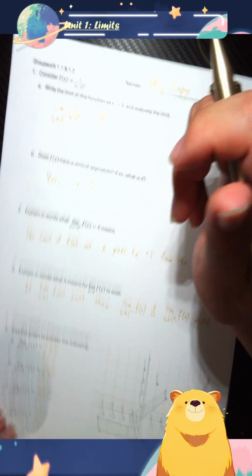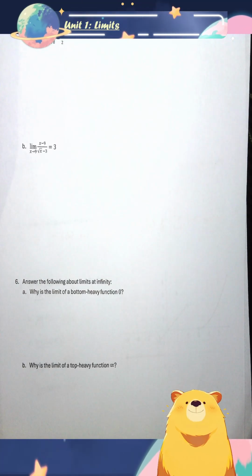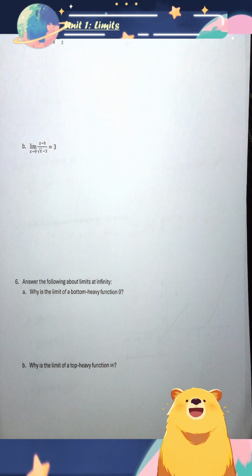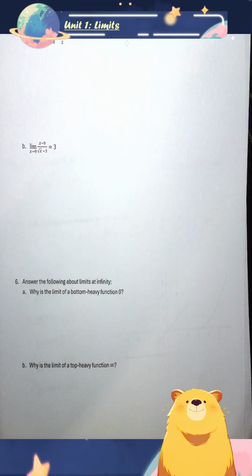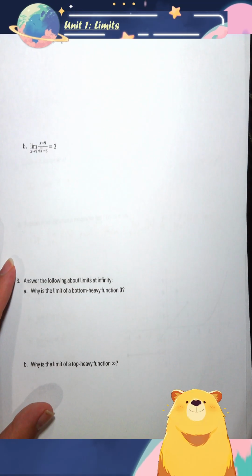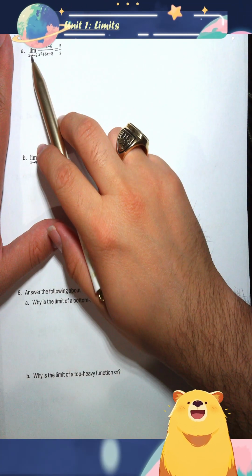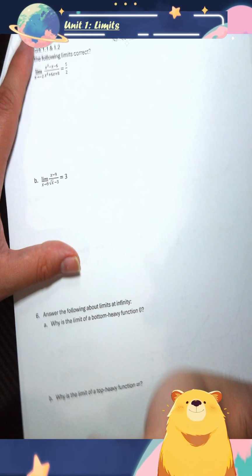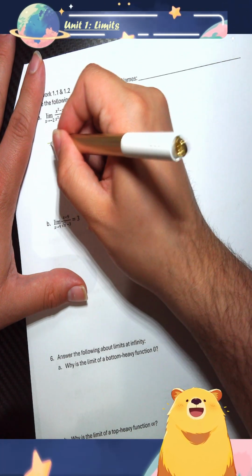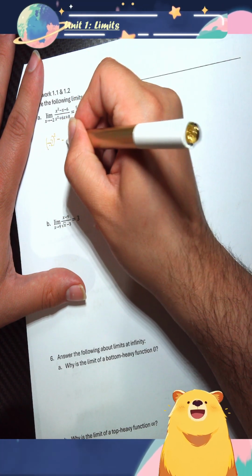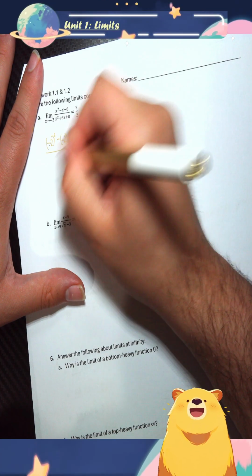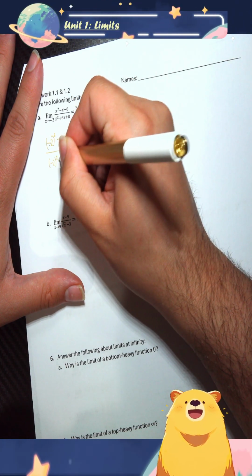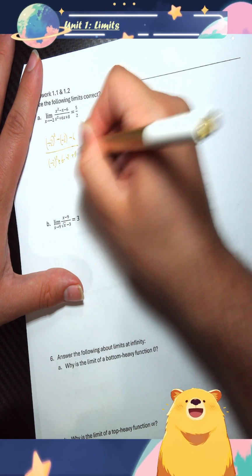All right. Next one. Okay, are the following limits correct? So first off, we have the idea that as x goes to -2, this is supposed to equal 5 over 2. Well, let's just do our substitution and plug everything in. We got (-2) squared minus (-2) minus 6 over (-2) squared plus 6 times -2 plus 8.